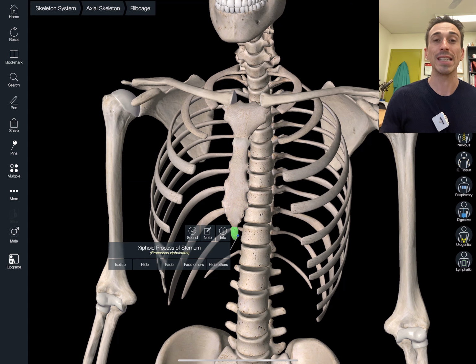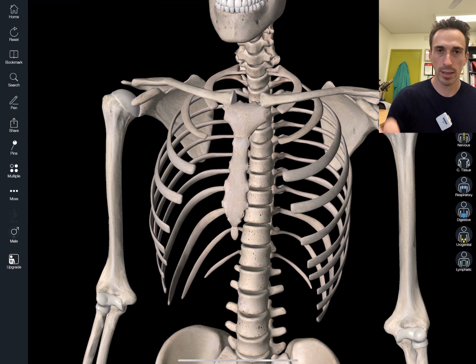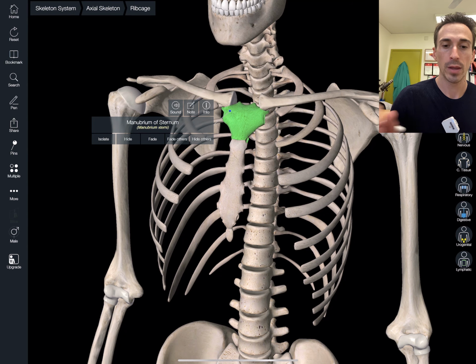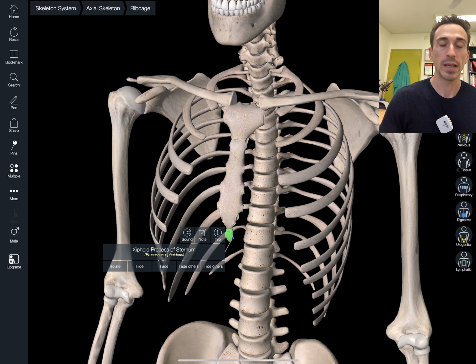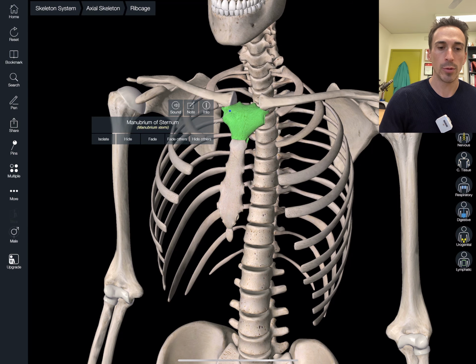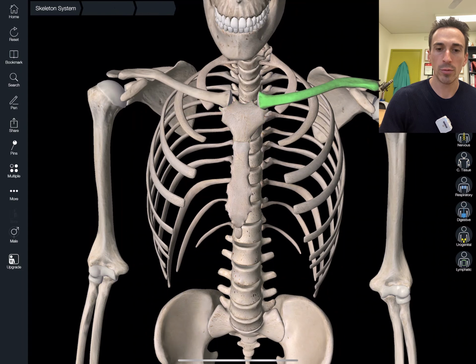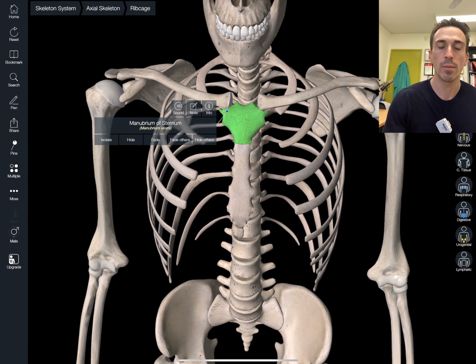The end there is called the xiphoid process, and up here it's called the manubrium. So let's do from superior to inferior: manubrium, sternum, xiphoid process. Importantly, let's start with the manubrium. The manubrium of the sternum, you can see, articulates with the clavicle. Clavicle talks to the manubrium.